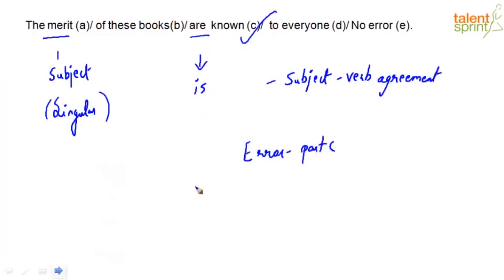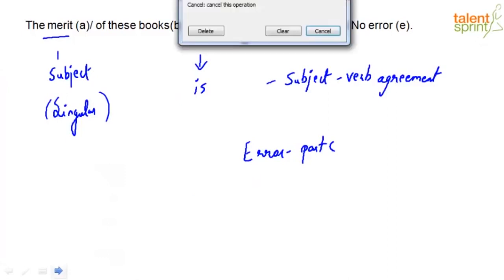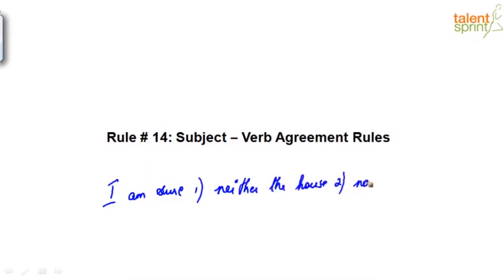So these are subject-verb agreement rules. You need to keep them in mind. So rule number 14, subject-verb agreement rules. There are lots of rules when it comes to subject-verb agreement. You just need to remember them. Just to give you an idea, if I say, I am sure neither the house nor its contents is for sale.